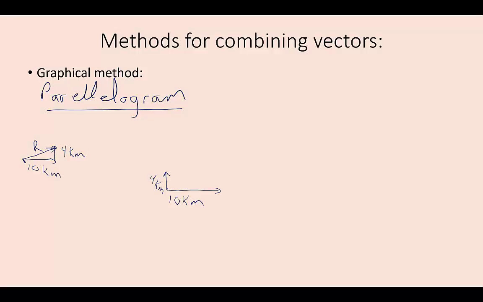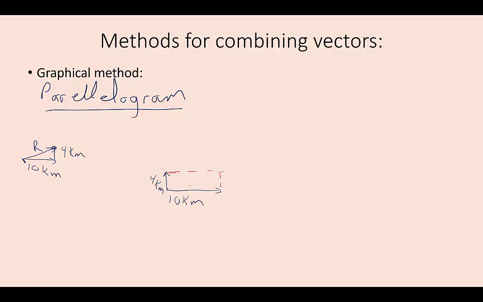And now to find the resultant, rather than going from tip to tail, because we don't have any of that anymore, because they both start at the same point, we're going to finish off a parallelogram. And so what we do is we draw a parallel vector at the tip from the 10, and we draw a parallel vector from the 4. And we create a parallelogram.